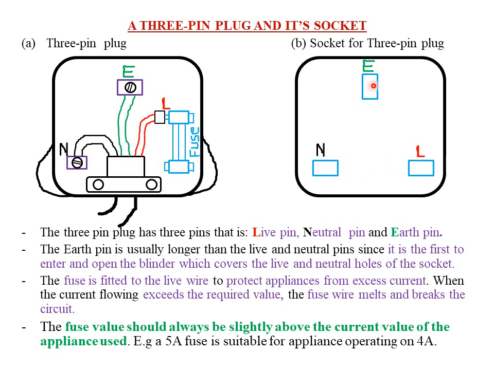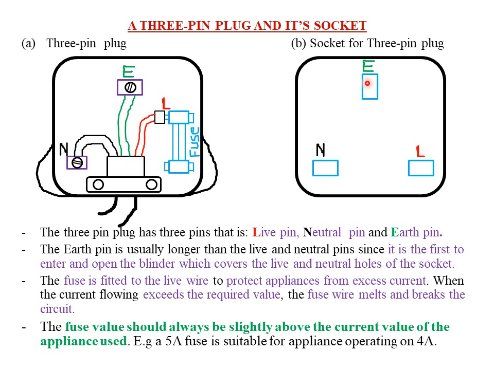So the last pin is always longer. Just compare the length of the first two pins and this other third pin. You realize that the third pin is usually longer. The reason is that when you connect that particular charger of your smartphone in that particular socket, this one will be the first one to enter that particular hole.